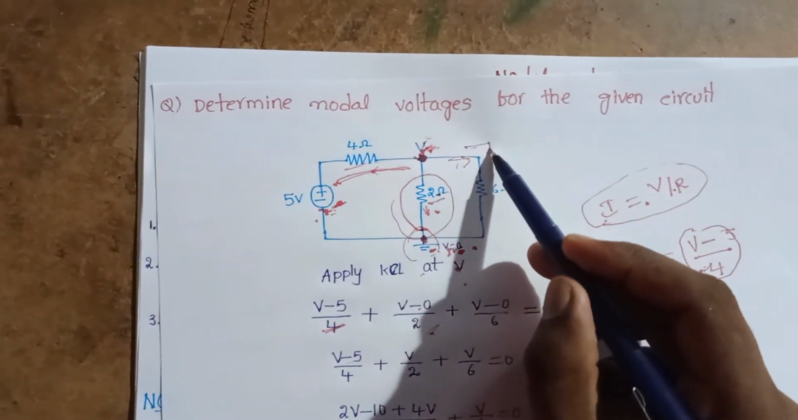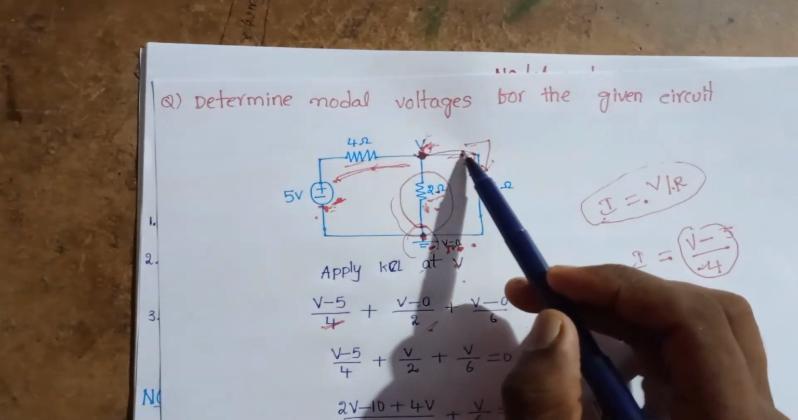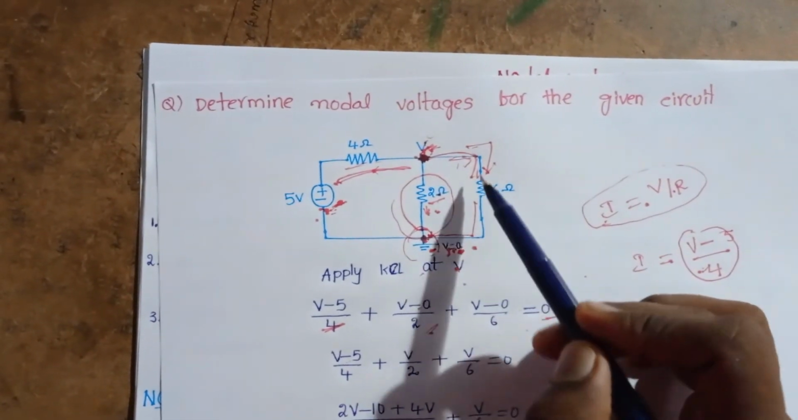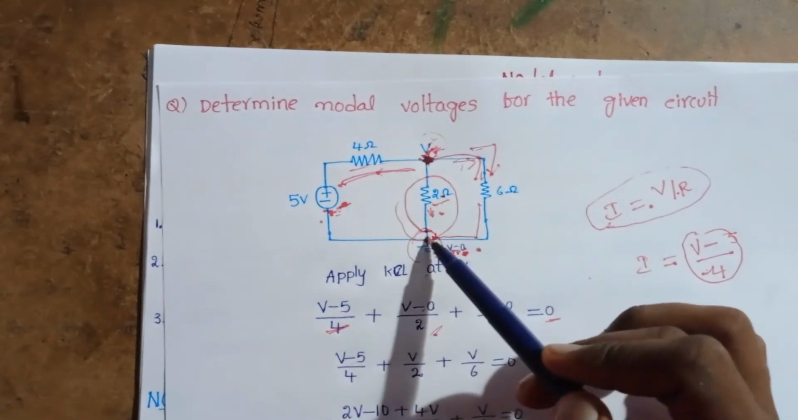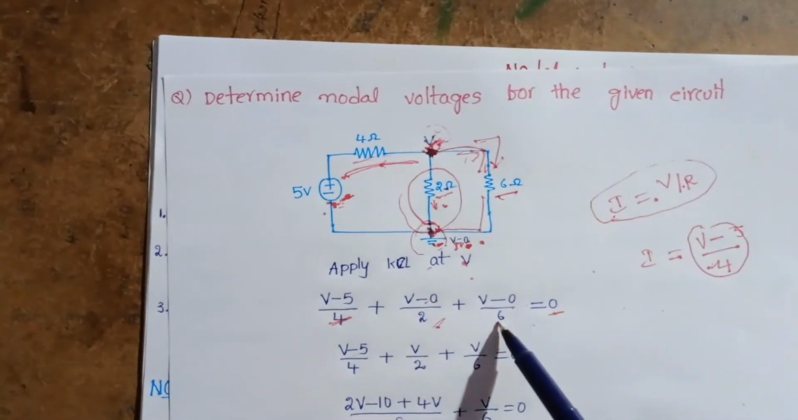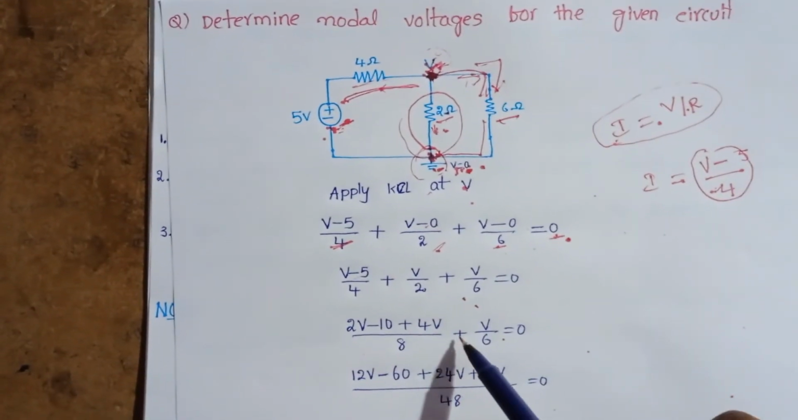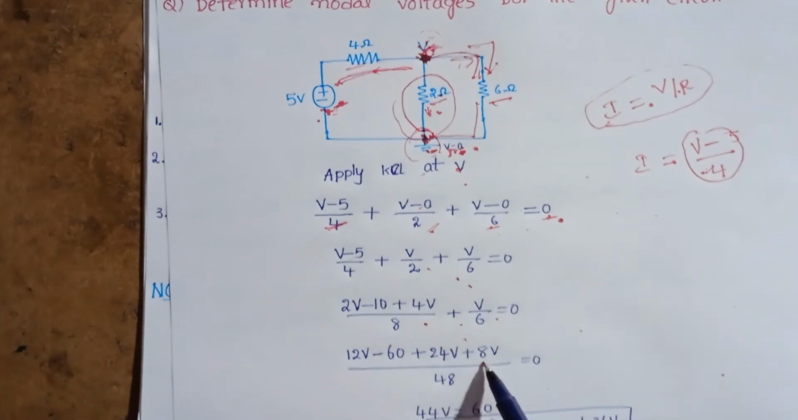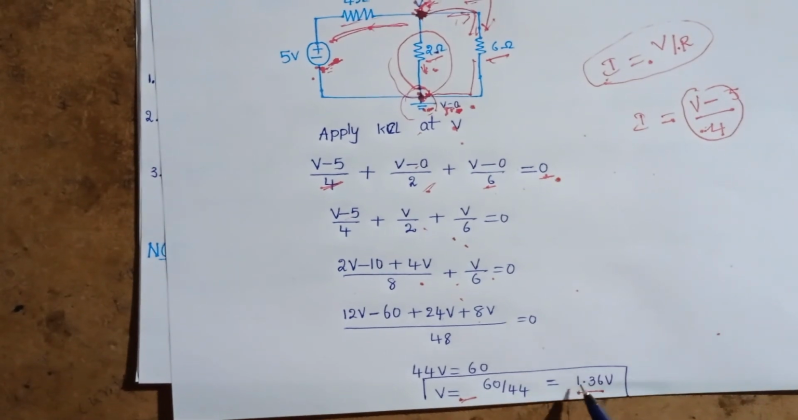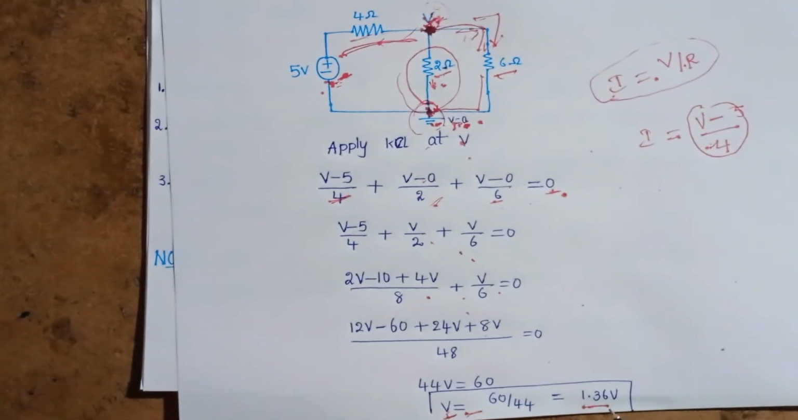Let's consider this branch. Here one end is connected to this nodal voltage and the other end is the reference voltage. That means this nodal voltage minus the reference voltage by the resistance: V minus 0 by 6. Sum equal to 0. Let's solve this equation by simplifying, to get the voltage as 1.36 volts. This voltage is nothing but the nodal voltage. At this point the nodal voltage is 1.36 volts.